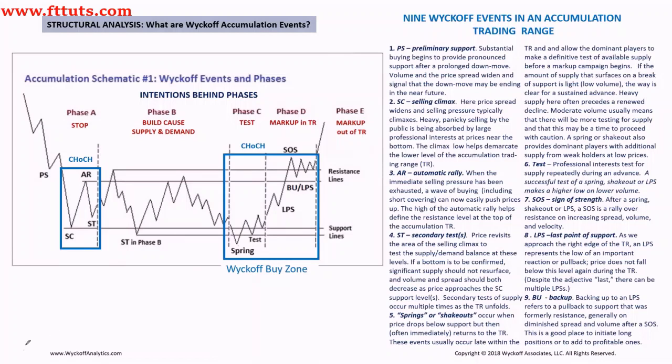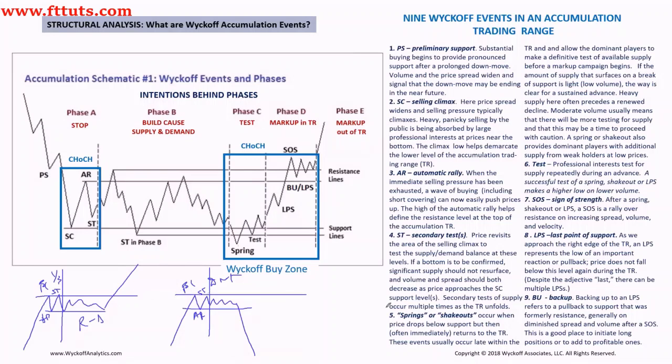And yes, you're right. In the reaccumulation, the first 1/3 of the range could develop the same way as a distribution. It just starts with the same stop in action, change of character, and the secondary test. So it's going to look the same. It could look different in price and volume characteristics. That could be the distinction.